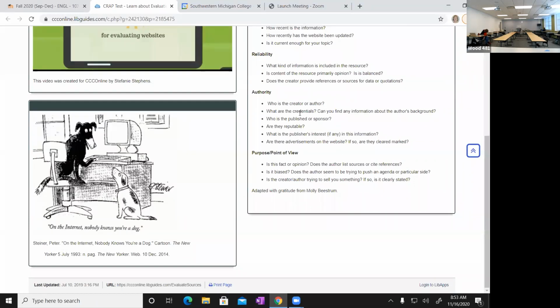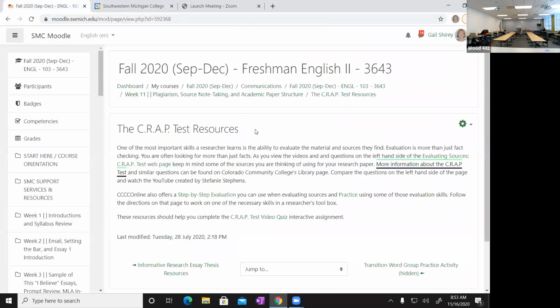What are the credentials of the person publishing this? You know, where's their expertise? That kind of thing. Are they reputable? And then the purpose. What's the purpose of them doing it? Is it to inform, like you? Is it biased? Is it meant to persuade, right? Is it clearly stated what the purpose is? So that's one resource. There are other resources as well.